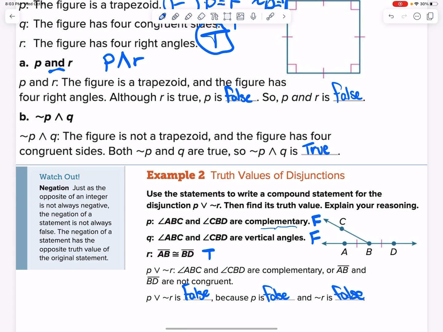Now keep in mind, if one of those statements was true, because it's an or, it can be a true statement, but it could be one or the other. It can't be neither.